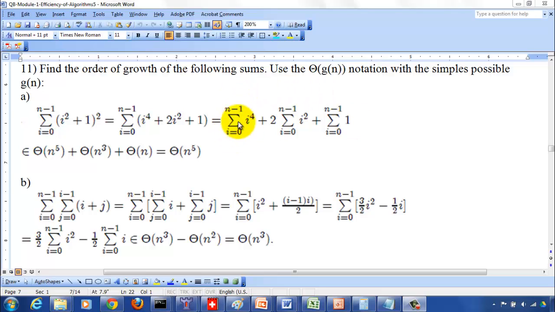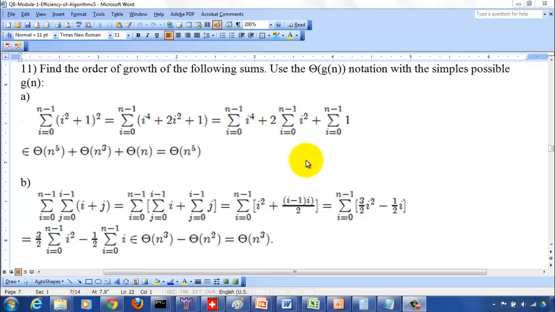So this is theta of n to the 5, this is theta of n cube, this is theta of n, right? So I can say this is theta of n to the 5. If you have i to the 4, 0 to n, or anything like n minus 1, n plus 1, it is one more exponent, so theta of n to the 5. Similarly, this is i square, so one more than that, n cube. This is i to the 0, which is 1, so theta of n.